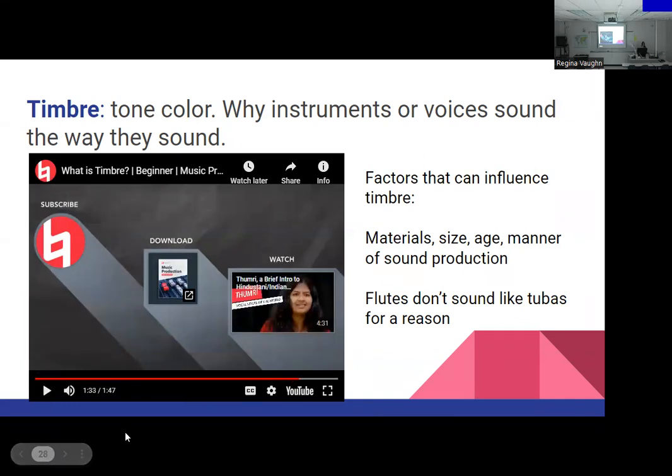This also applies to voice types. There are 4 major voice types. There's soprano, which is the highest, usually female voice. There's alto, which is the lower, usually female voice. There's tenor, which is the higher, usually male voice, and then bass, which is the lowest, usually male voice.